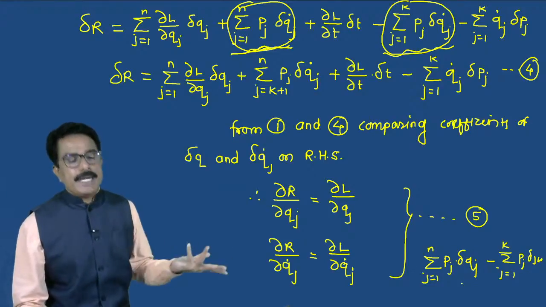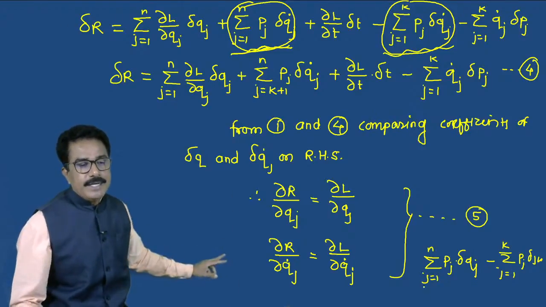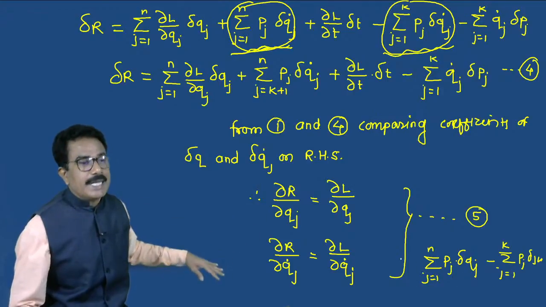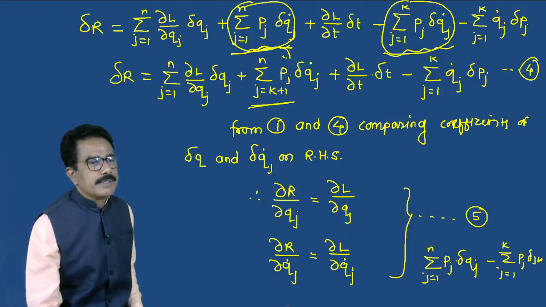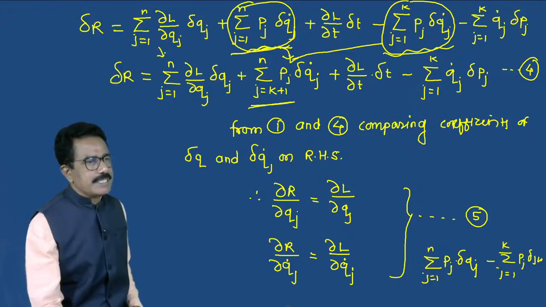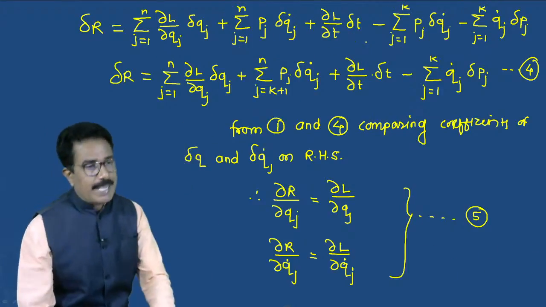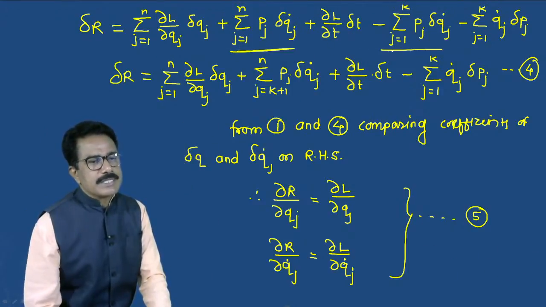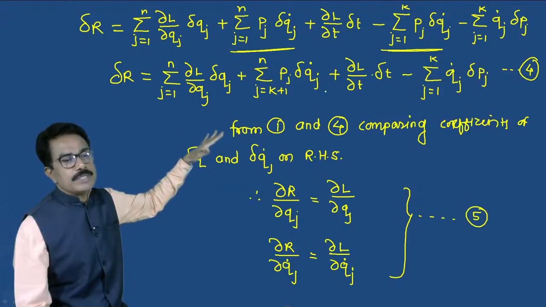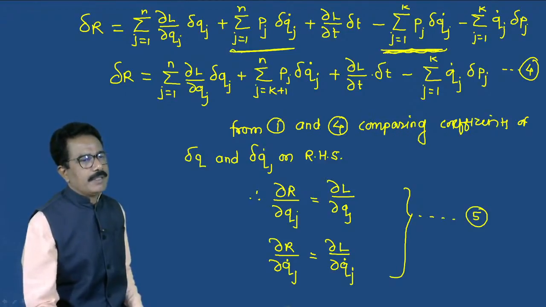Part of it cancels, so which summation remains? The first one is j equals 1 to n and the second is j equals 1 to k. Subtracting 1 to k leaves k plus 1 to n. This is after subtraction. The remaining terms are the same, as they are. But this subtraction gives us summation j equals k plus 1 to n pj into delta qj dot, and the other terms as they are. This is the subtraction of these two. You can underline this.